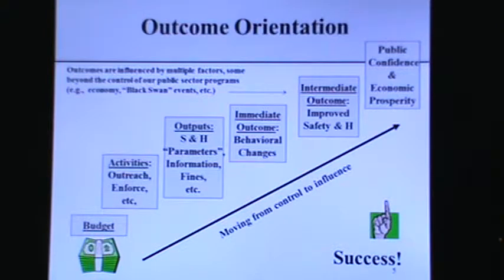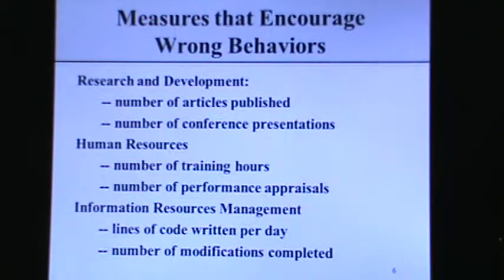Now notice the arrow going from the bottom left to the top right says that as you proceed through these boxes, you're shifting from controlling things to influencing things, and we've already talked about that.